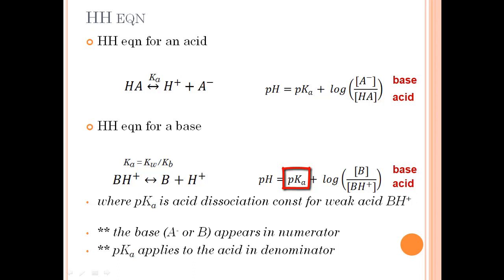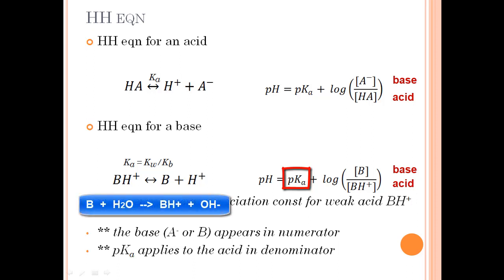Now I realize that you're not familiar with this particular version of the weak base equation. Usually what we have seen before is the weak base plus water in equilibrium with its conjugate acid, BH plus, and OH minus. But this is the same equation, just written from the starting point of the weak acid.